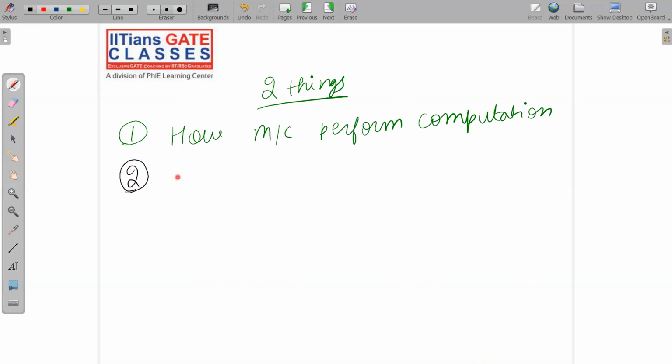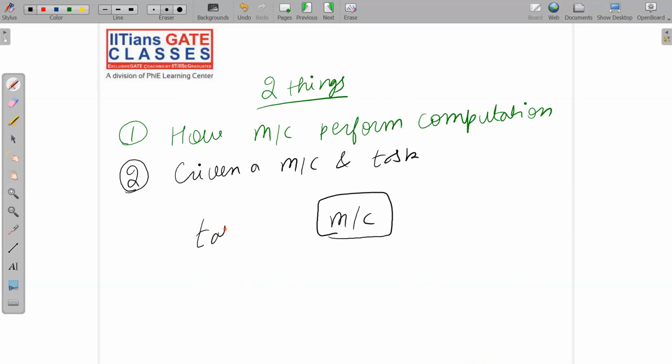And the second is, given a machine and a task, whether this machine is capable of doing this task or not. Let me give you a rough idea, and then I will write it down. Given a machine and a task, whether this machine is capable of doing this task or not. That is the second question. And in one word, I can say this statement is nothing but the computational capability of a machine.